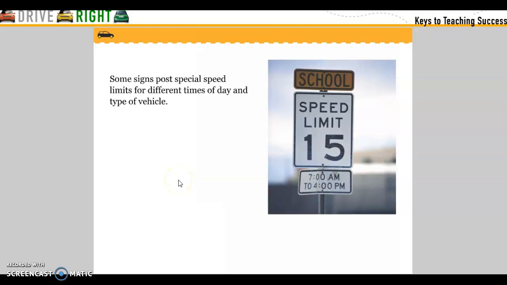If you drive at a common speed, the speed used by most drivers, you can better blend with traffic. Sometimes the common speed is above the maximum speed limit. Be careful of drivers who exceed the common speed. They are likely to weave in and out of traffic to pass other vehicles. Some signs post special speed limits for different times of day and different types of vehicles.